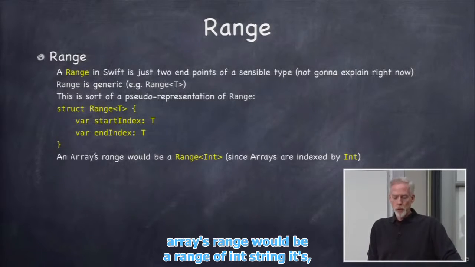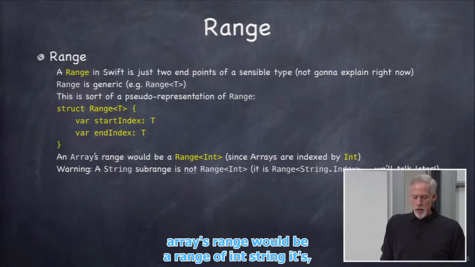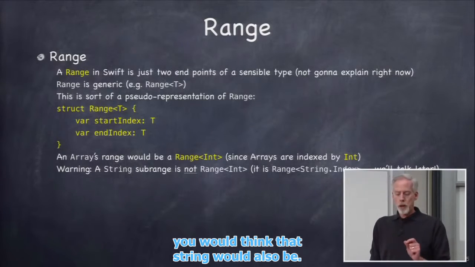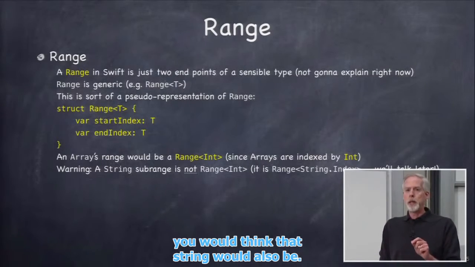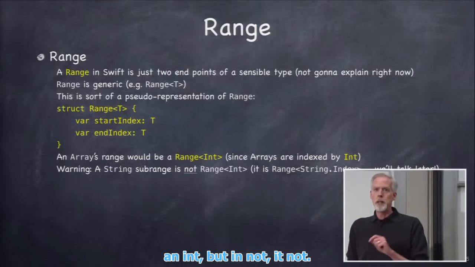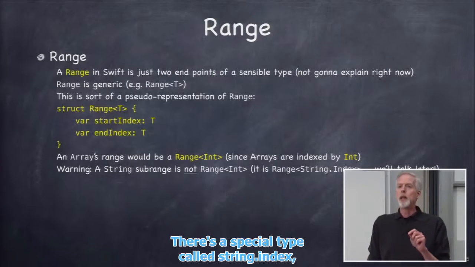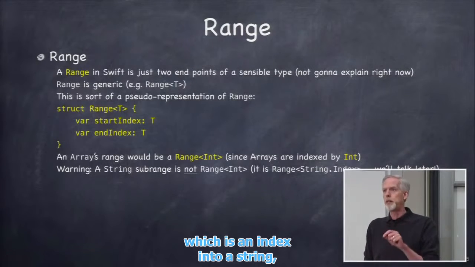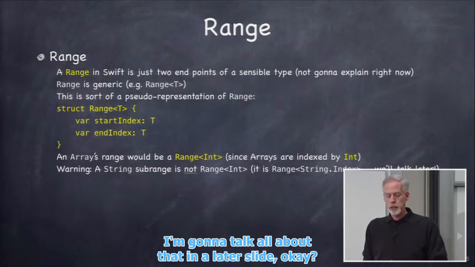So array's range would be range of int. For a string, you would think that subranges of strings would also be specified by an int, but it's not. There's a special type called string.index, which is an index into a string. I'm going to talk all about that in a later slide.